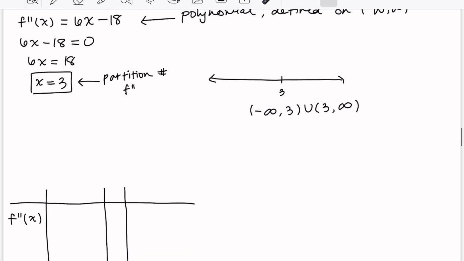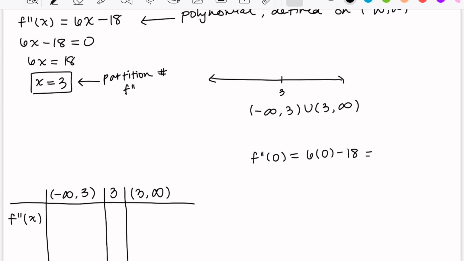So here is our sign chart. I got it already set up. So we're going to look at the region for this interval from negative infinity up to 3, and then from 3 to infinity. So we'll look at some test numbers in each of these intervals. The first number we're going to look at is 0 in the first interval. So plugging this into our derivative, we'll get a negative number because we have 6 times 0, which is just 0, and then minus 18. So we get negative 18. So this is negative.